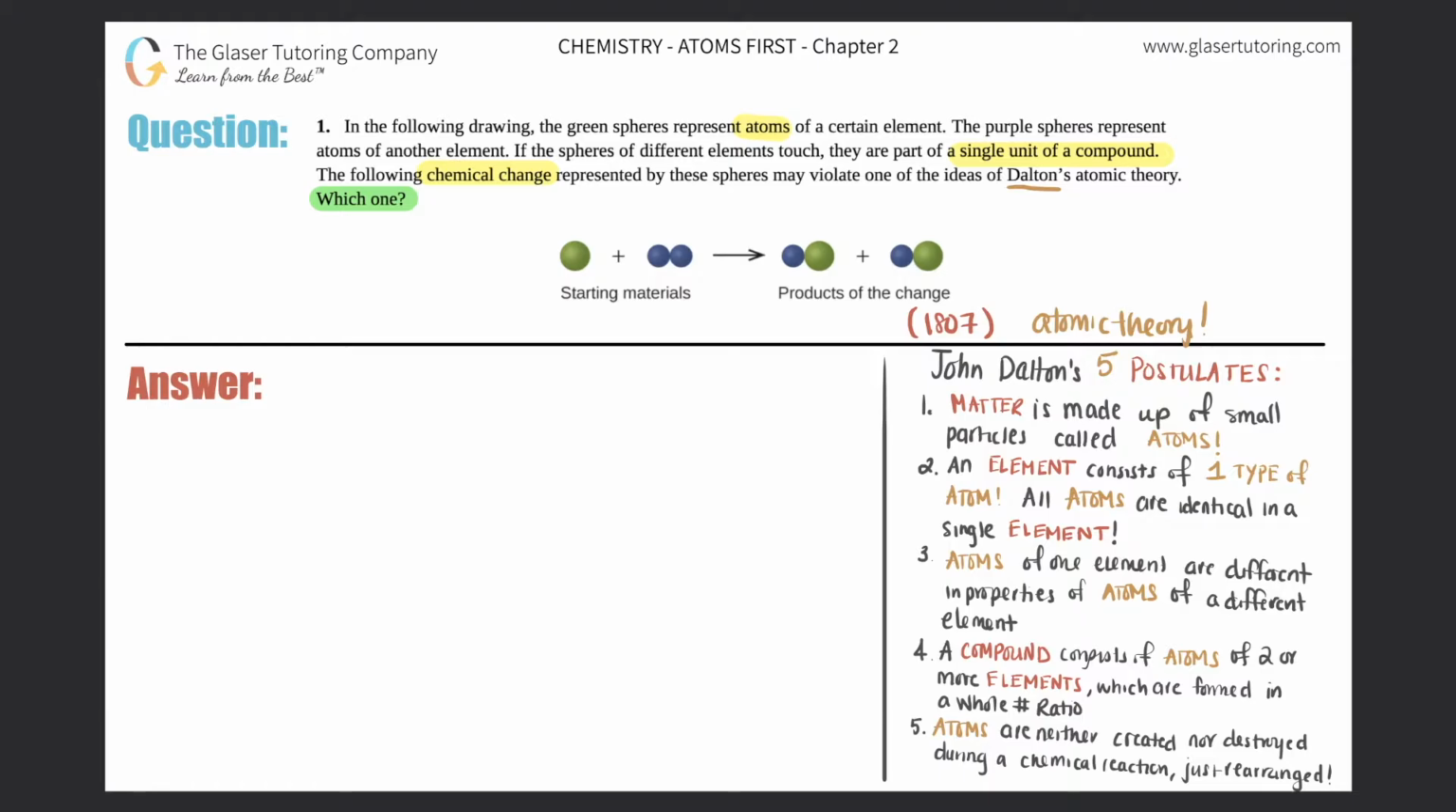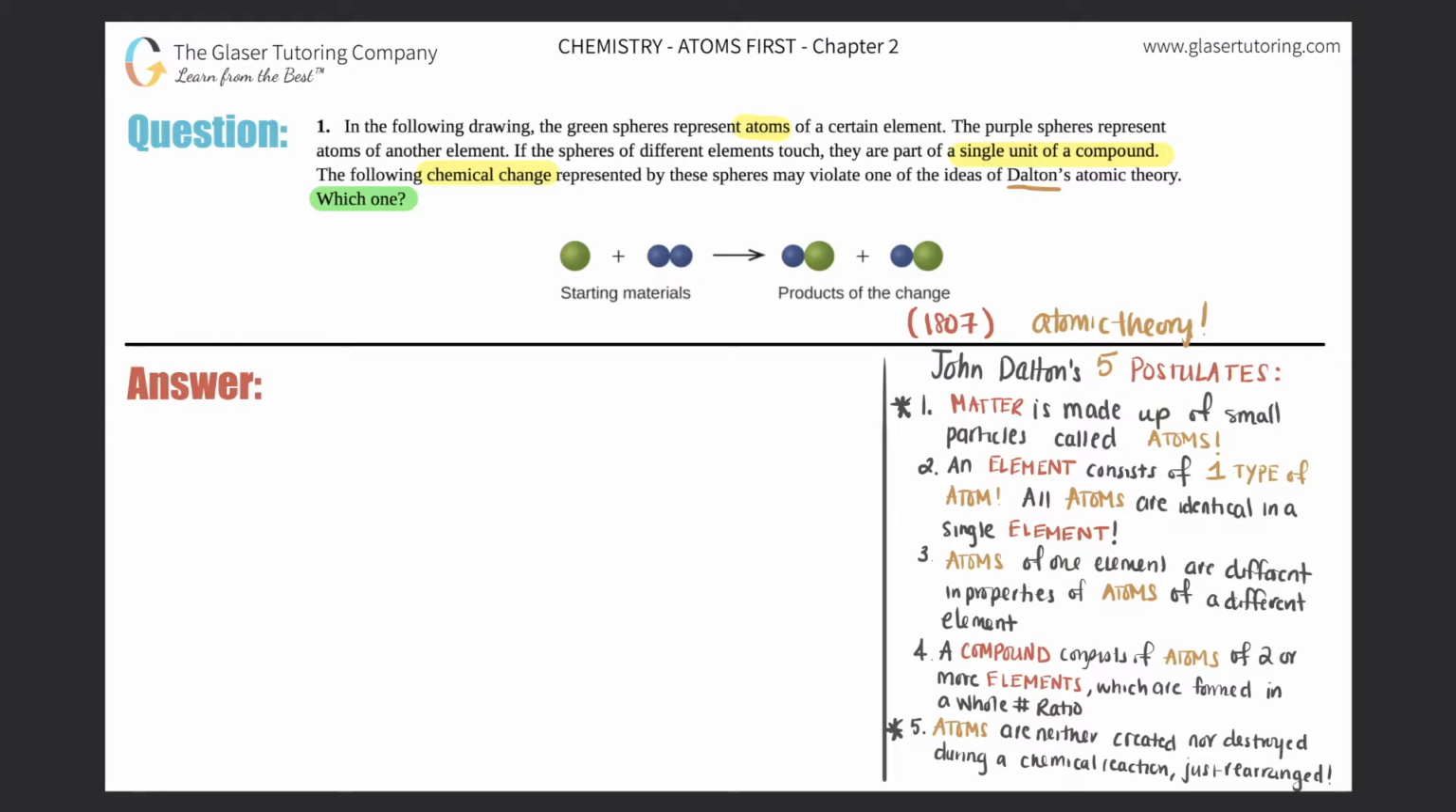So since this is the first question in chapter 2, let's run through the postulates and then we'll get to the question. So just know that these postulates are set up as the most basic, number 1, all the way down to the most complex. So each postulate will build on each other.